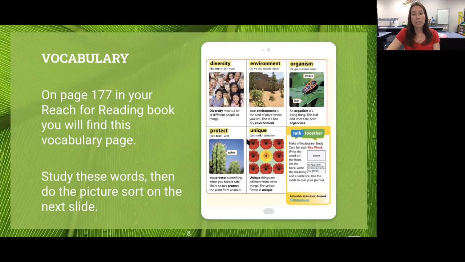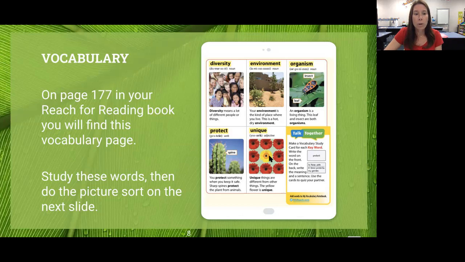All right, the next one is unique. This is a great word, you guys. Unique. Polar bears are definitely unique. Okay, so unique things are different from other things. The yellow flower is unique. So if you look at this picture, you have all red flowers except for one very unique yellow flower.